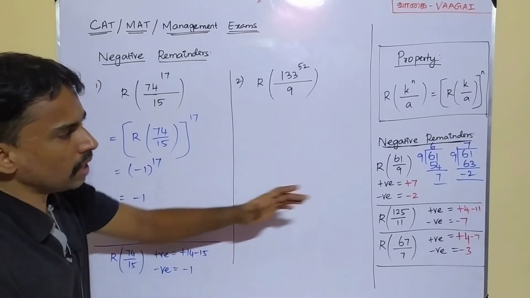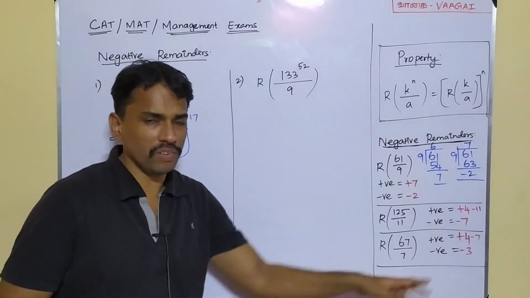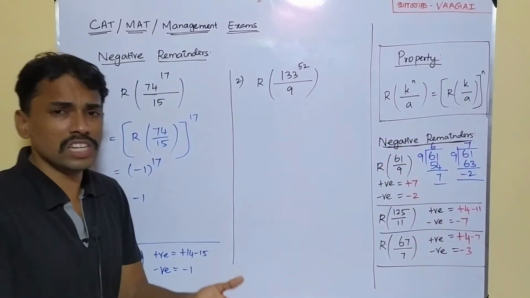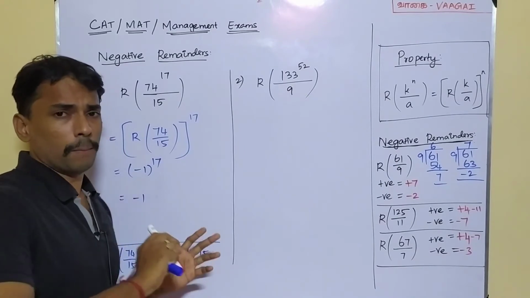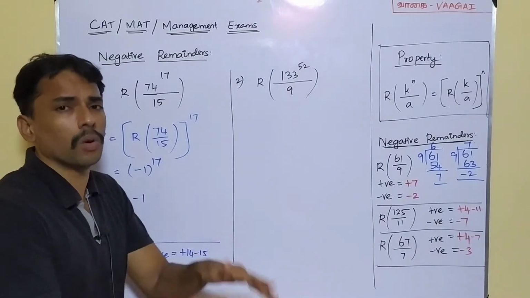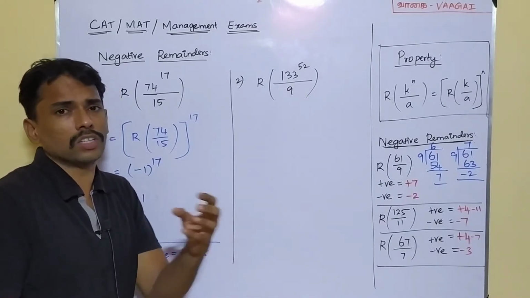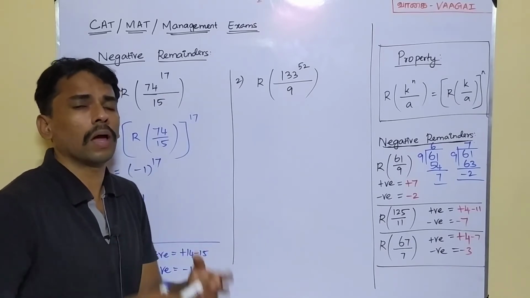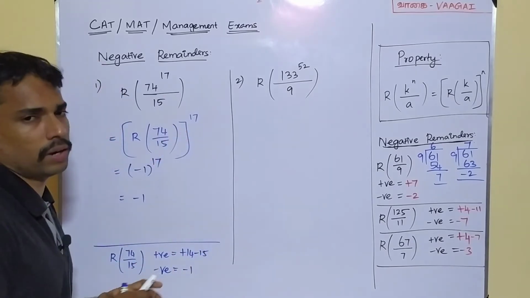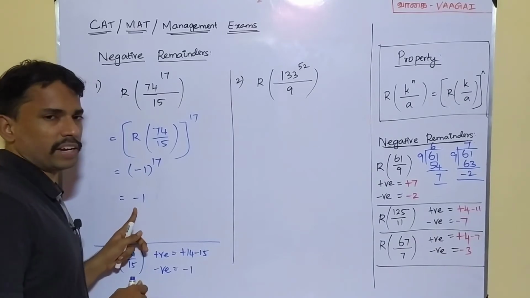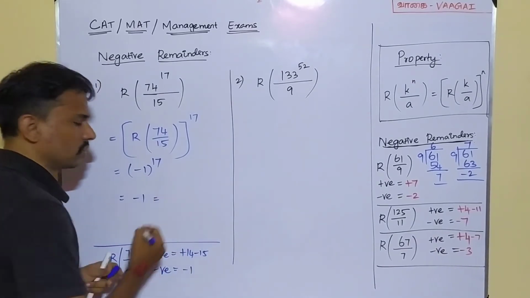Maybe when you try to solve the problem in between, to make your process easy, you can use these negative remainders. But after finally finishing your problem, the final answer you are giving must be in terms of positive remainder only. So that means you are getting minus 1. So what is the equivalent positive remainder here?